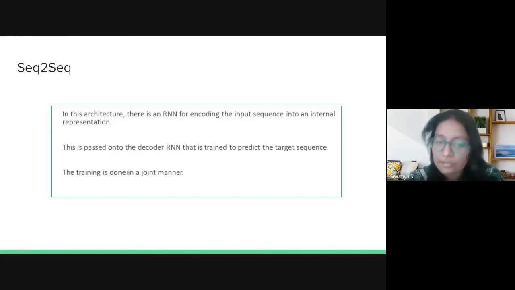Because it's trained in a joint manner, we get the essence of the sequence. We see what it is in the input sequence that is truly modeling the output sequence. If I train the encoder and decoder separately, all I would have is a language model for the input and the output. So the fact that these are connected and trained together is what makes sequence to sequence work.